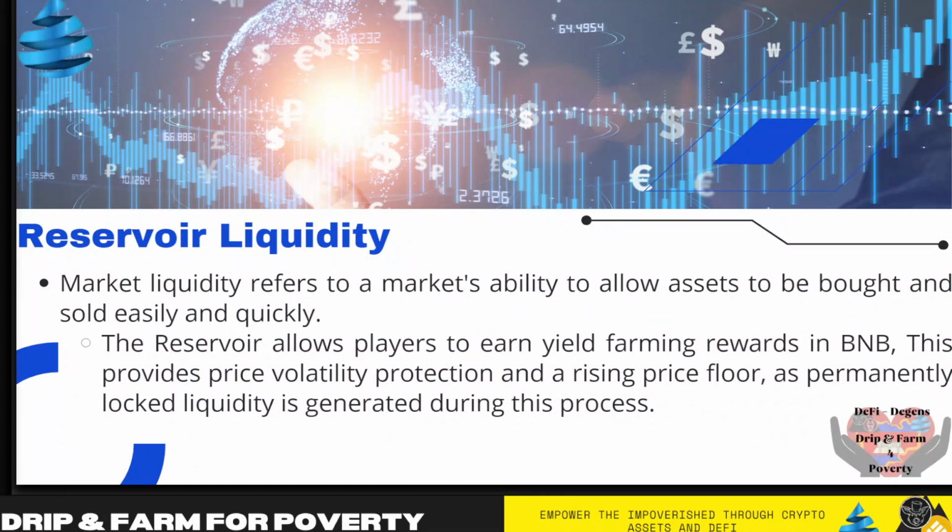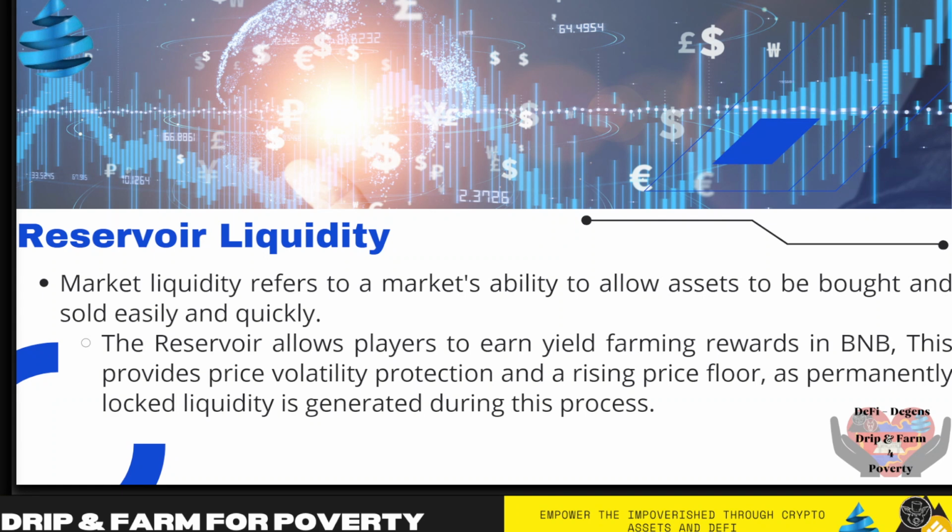Next form of utility is the reservoir liquidity. So market liquidity refers to a market's ability to allow assets to be bought and sold easily and quickly. The reservoir allows players to earn yield farming rewards in BNB. This provides price volatility protection and a rising price floor as permanently locked liquidity is generated during this process.